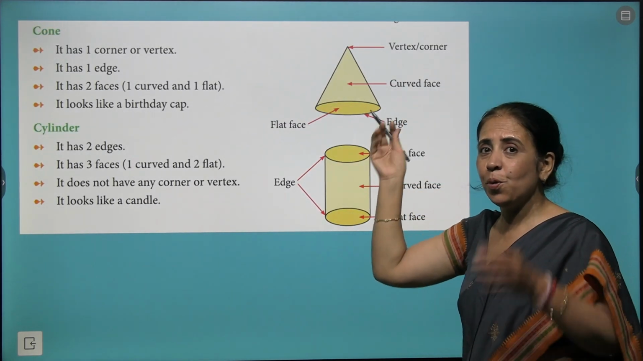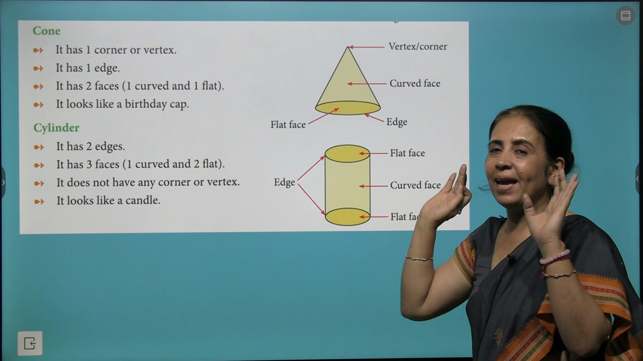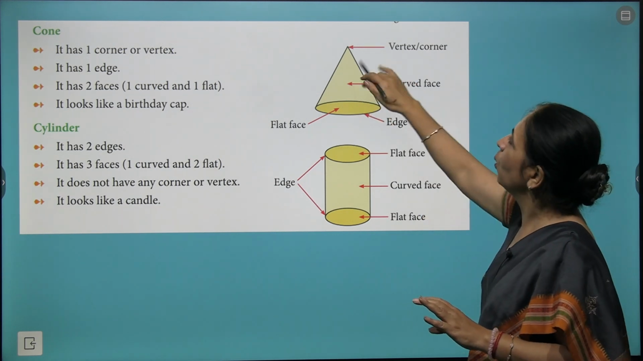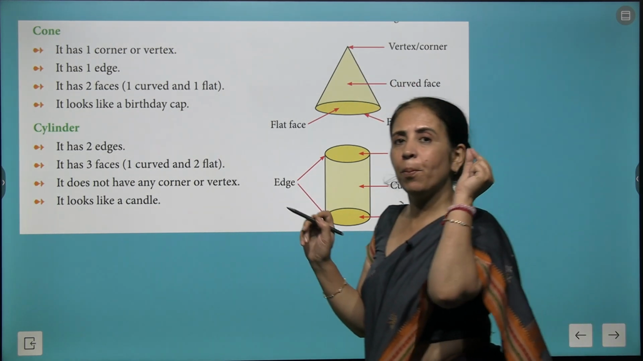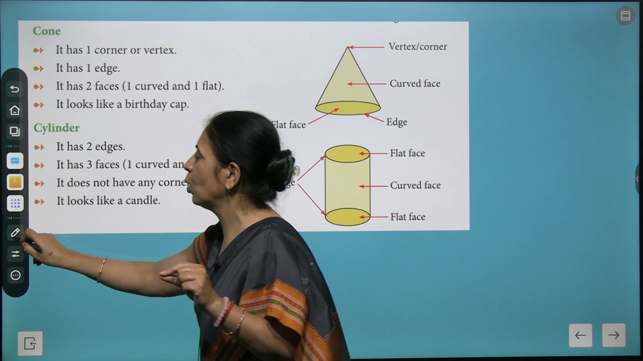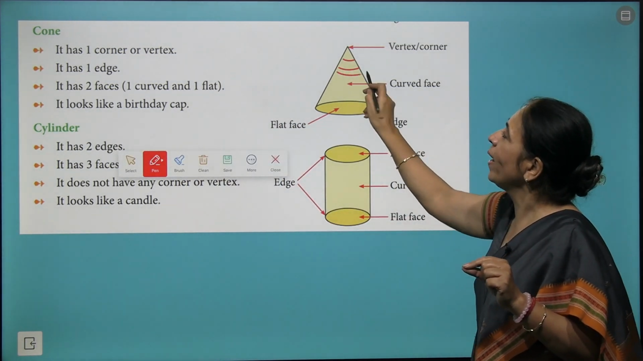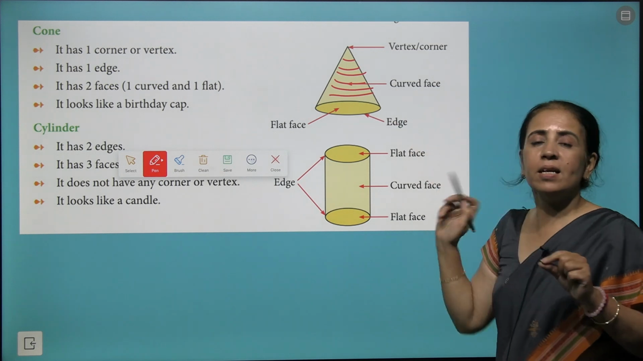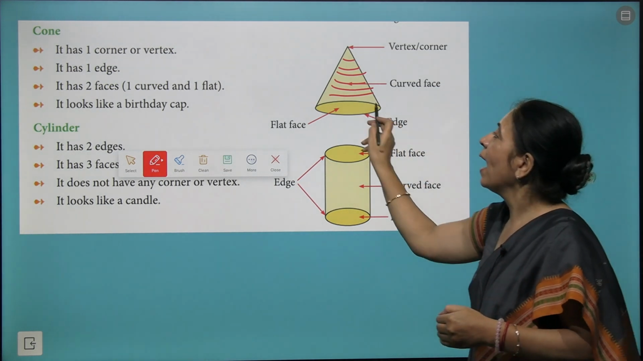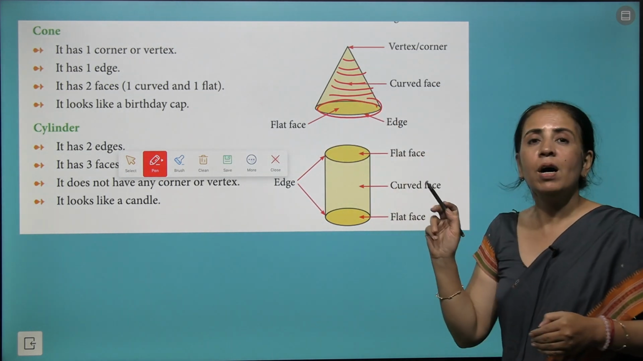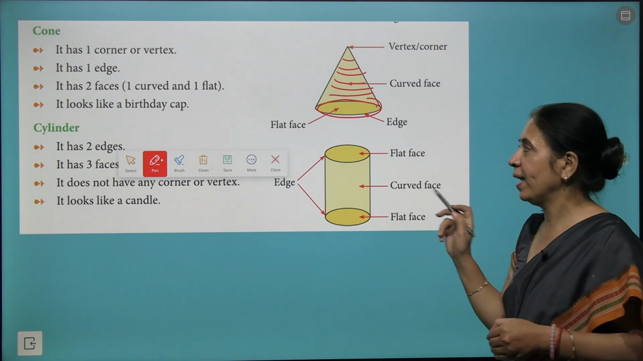Does it remind you of a birthday cap? Yes. And when you look at a cone, it has just one pointed part, that's called the corner or vertex. And it has 2 faces. The top face is a curved face, and at the bottom we have a round flat face.